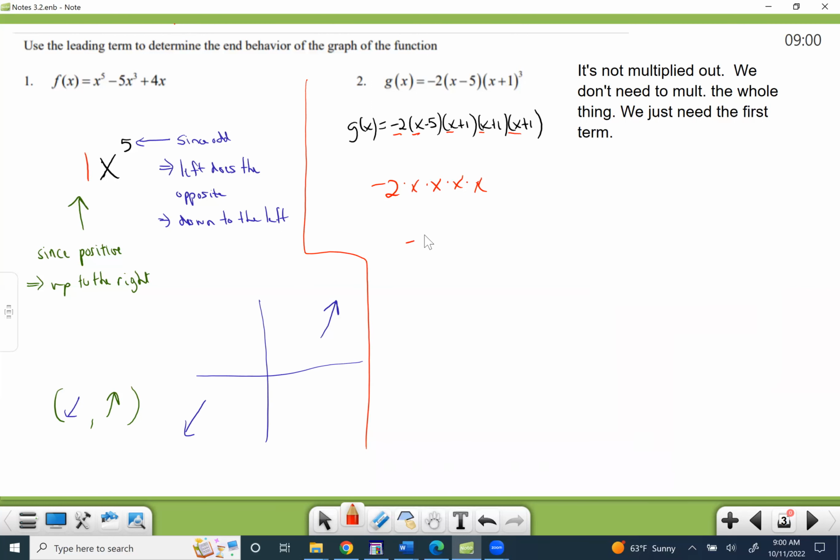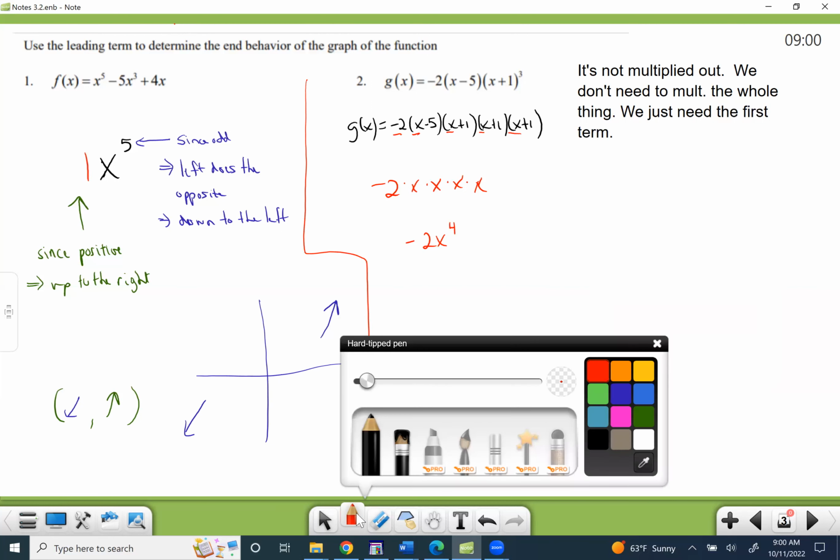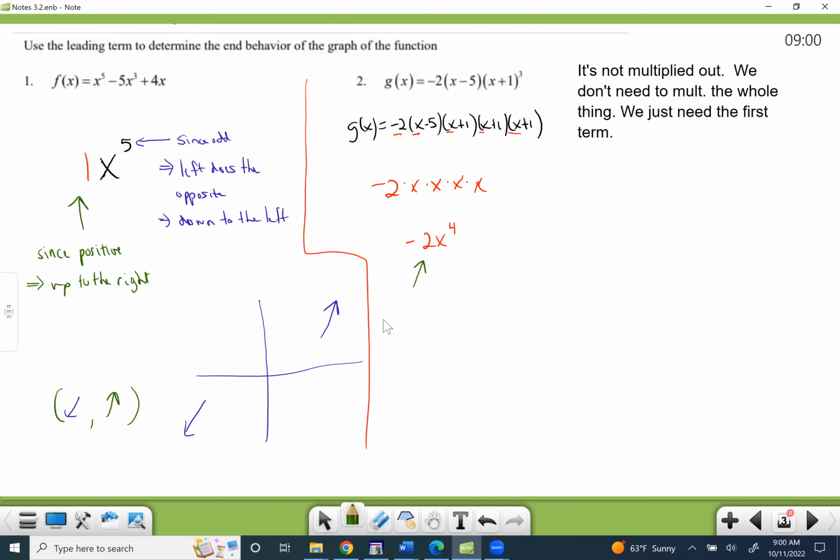Okay. All right, so let's take that negative 2x to the fourth and let's analyze it. We always start with the front number. That's going to tell us what the right is doing. Since negative, that's going to imply down to the right. So that means in our little ordered pair, bam, we're going to do an arrow down.